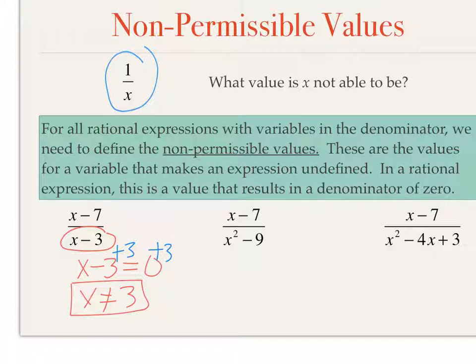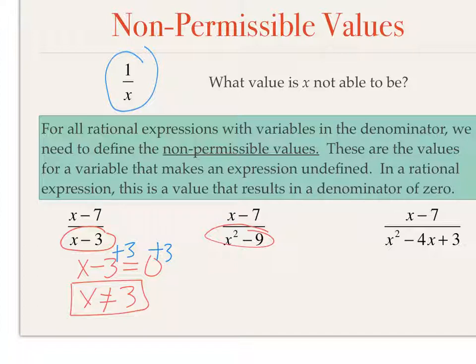Okay, let's look at the next one. This is a little bit harder. On the bottom there, again, I don't care about the top. X minus 7 does not matter. 7 is not a non-permissible. X squared minus 9, if I'm looking at that, that one's a little harder because there's more going on there. This is actually something that's called a difference of squares.